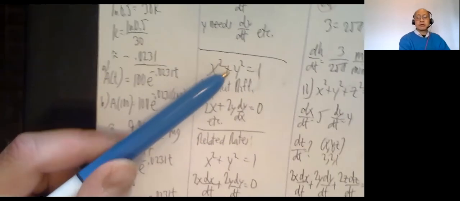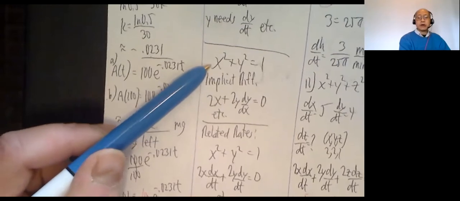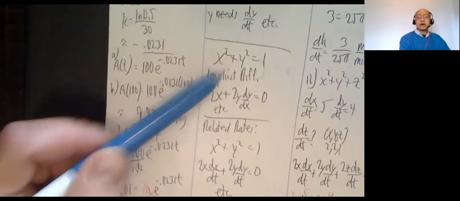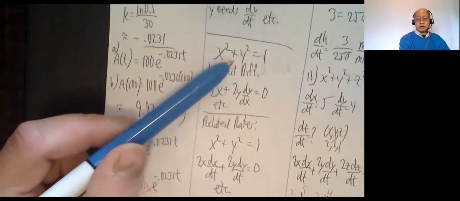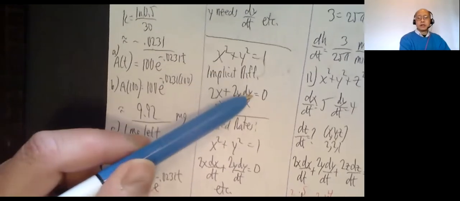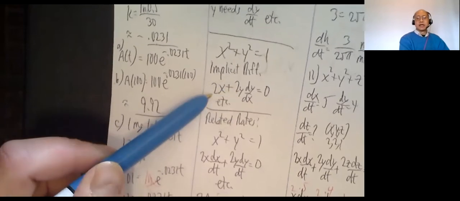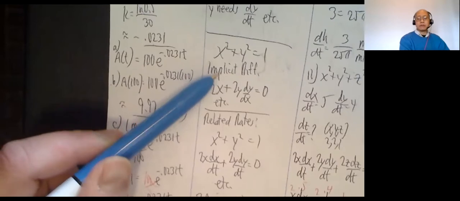X squared plus y squared equals 1. Differentiate both sides with respect to x. So x squared becomes 2x. Y squared becomes 2y, and then you have to tack on a dy dx because there's a y involved, right? Equals the derivative of 1, which is 0. And then you can algebraically solve for dy dx. That's easy. Subtract 2x, divide by 2y, and so on. Okay, but that's what's going on now.